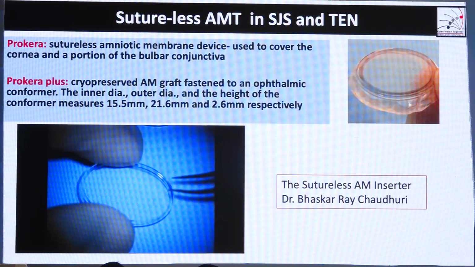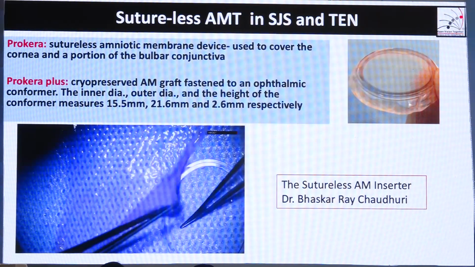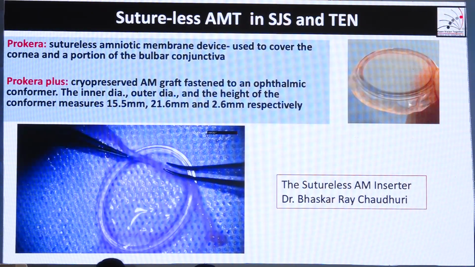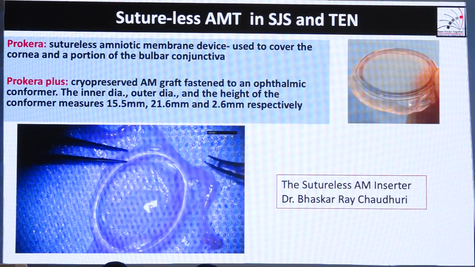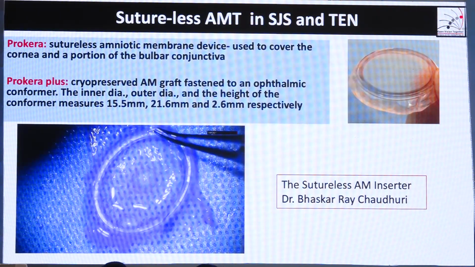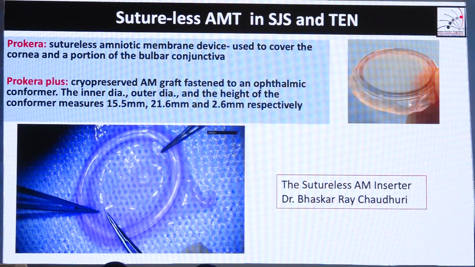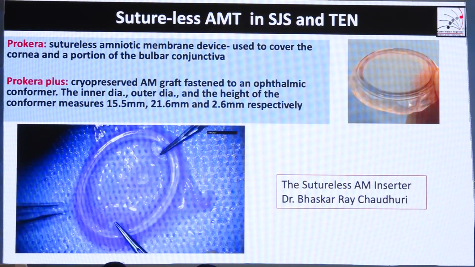It's quite malleable and can be fitted in the deep fornix also. So this amniotic membrane is spread over the outer ring, and the inner ring is placed. That way this is called M-setter, and it can be placed without any anesthesia at bedside.